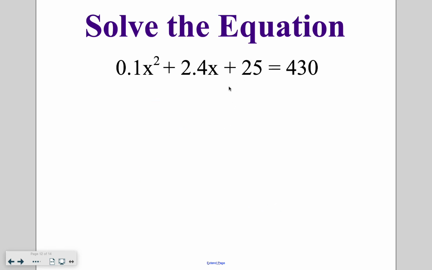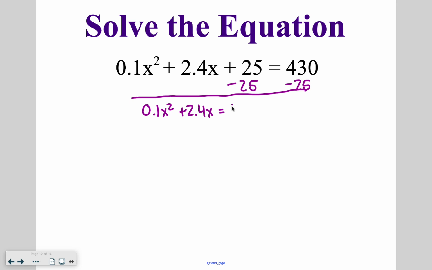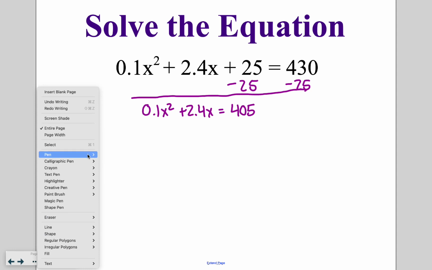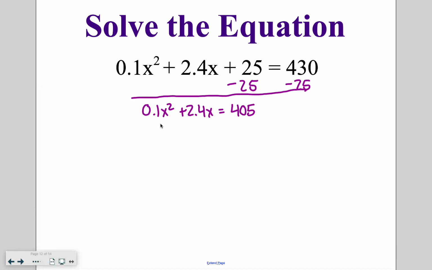So for this next example, the first thing that we need to do, once again, is get our variables by itself. So I'm going to go ahead and subtract 25 from both sides of my problem. So I have 0.1x squared plus 2.4x is equal to 405. Now, this one is different because I have a number in front of x squared. In order to complete the square, that a value is not allowed to be there. So you need to divide everything by the a value.